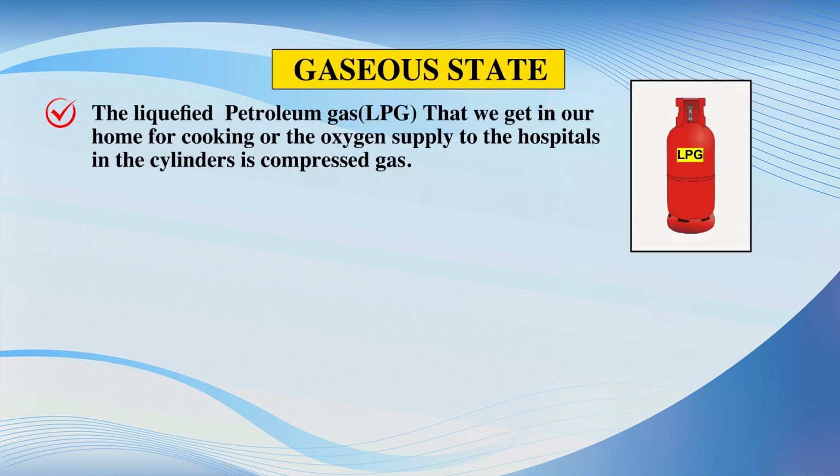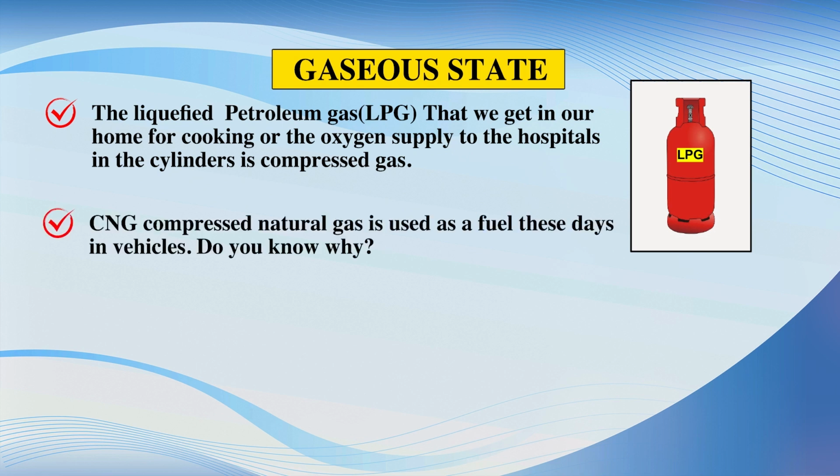The liquefied petroleum gas, LPG, that we get in our homes for cooking, or the oxygen supply to hospitals, is stored in cylinders as compressed gas. CNG is compressed natural gas.